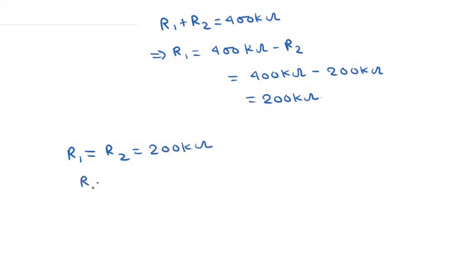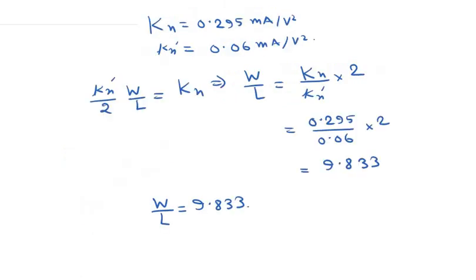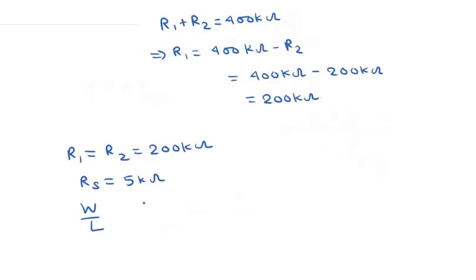RS, we have chosen, is equal to 5 kilo ohms, and W by L, which we solved for, is equal to 9.833. Okay, so these are the design parameters that were asked in this question.